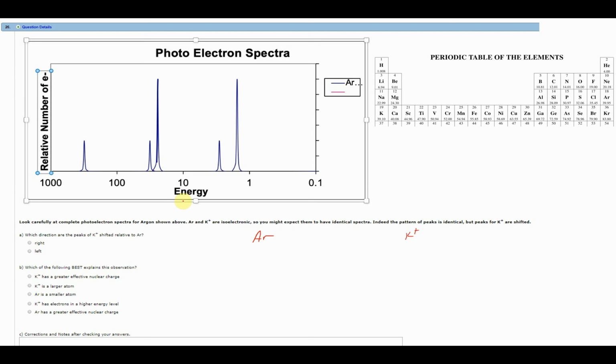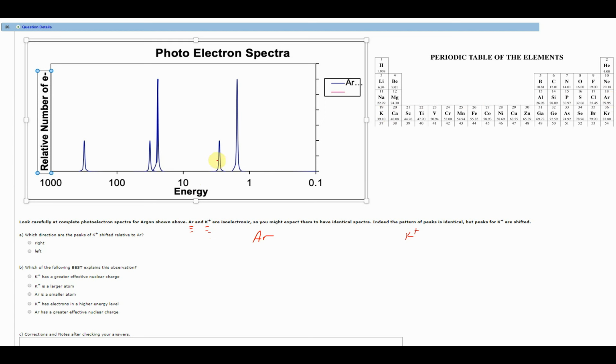To understand this question, since they're going to be asking us about argon and K+, and they say that they're isoelectronic, which they are, right? If you come up here, potassium has 19 protons and 19 electrons. If it's going to become potassium plus, that means it's lost an electron, and now it's isoelectronic with argon.